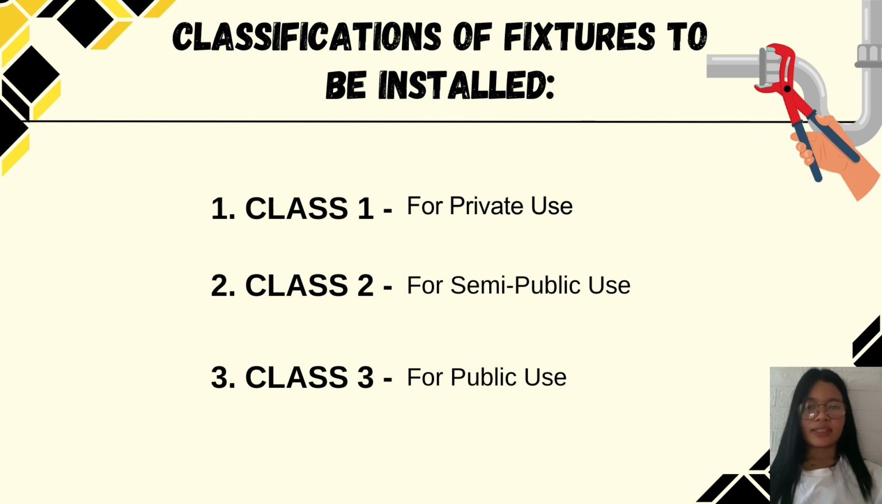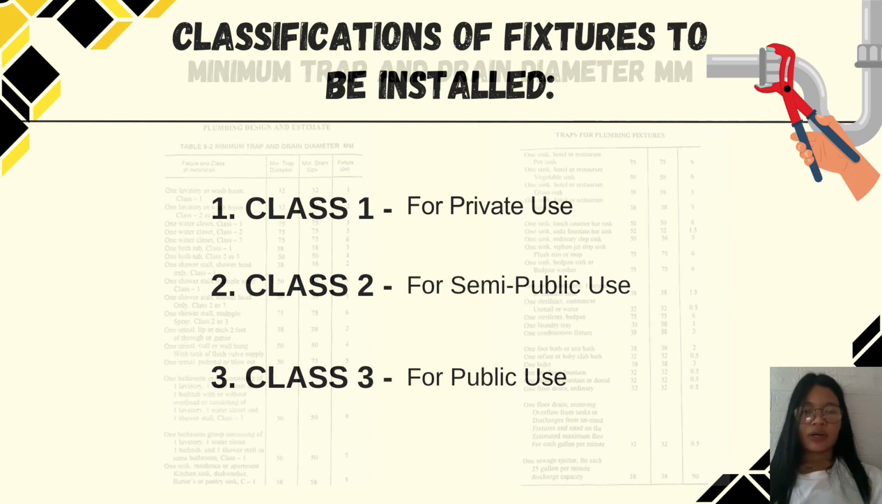Classifications of fixtures to be installed. There are three classifications of fixtures to be installed: Class 1, Class 2, and Class 3. Class 1 is for private use lang siya. Apply siya to fixtures in residences, apartments, and private bathrooms of hotels. Sa Class 2 naman, it is for semi-public use. Apply to fixtures in office buildings, factories, and dormitories. Sa Class 3 naman, it is for public use such as schools, gymnasiums, hotels, railroad and bus terminals, and public CRs.